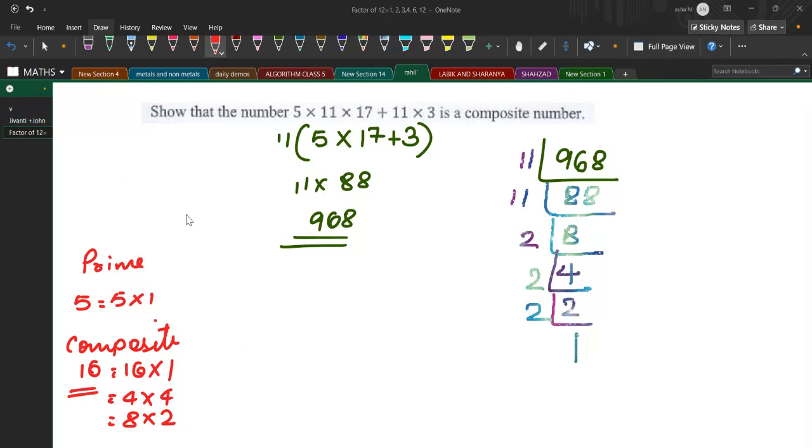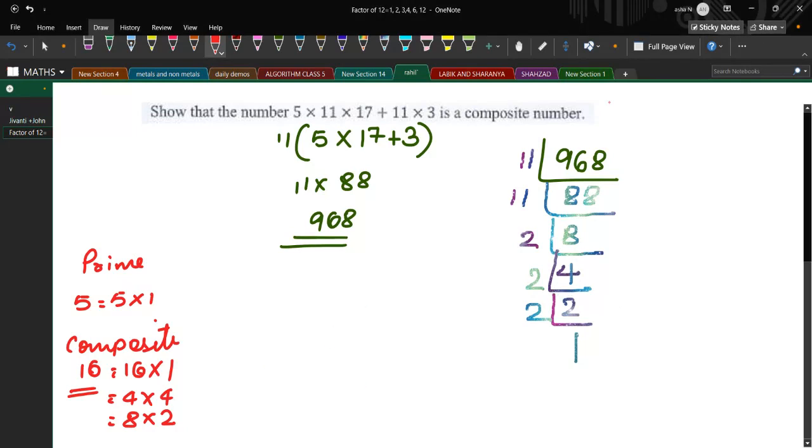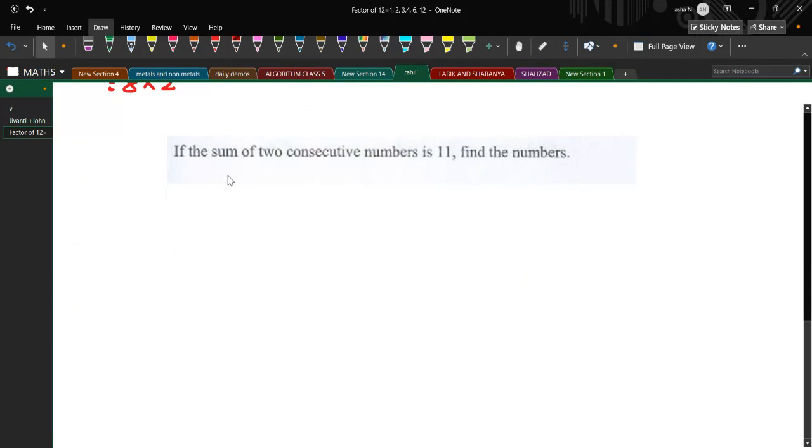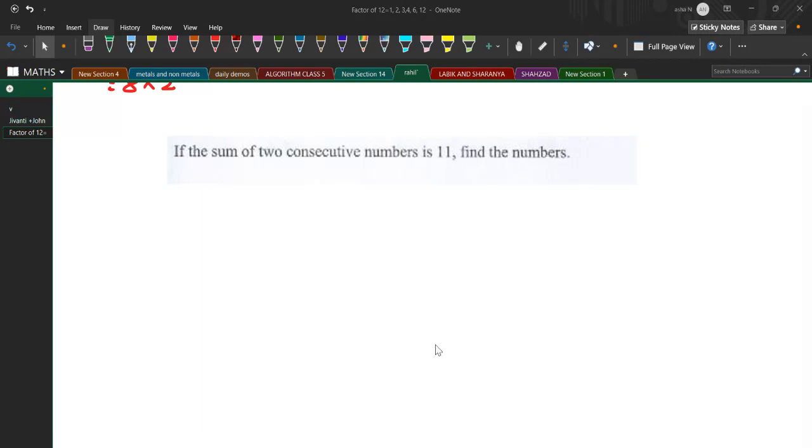Okay, now I have another question from your previous year book. Quite interesting, let's see that as well. The sum of two consecutive numbers is 11. Find the numbers. Would you like to give a try? But you have to do the working, na? For 2 marks. It is correct, 5. This is a 2 marks question.